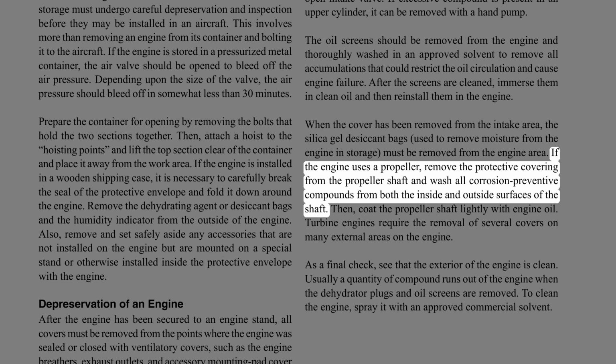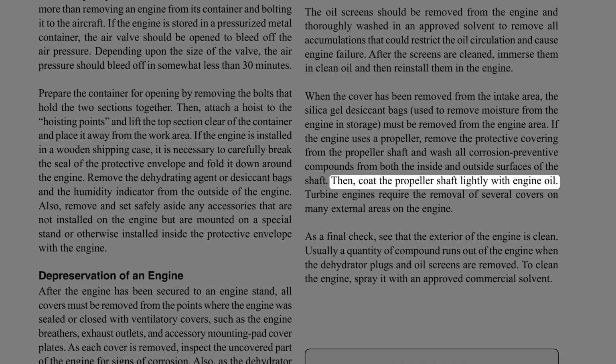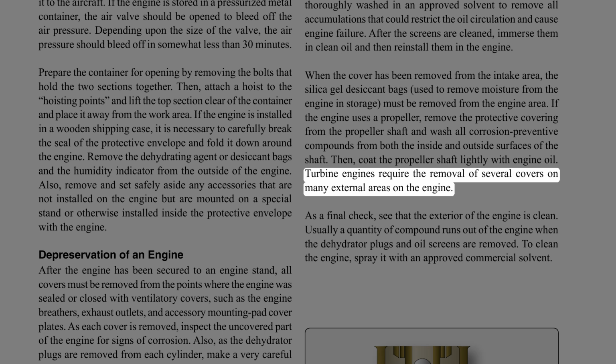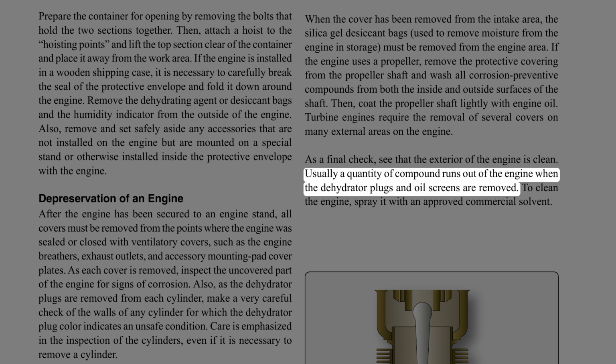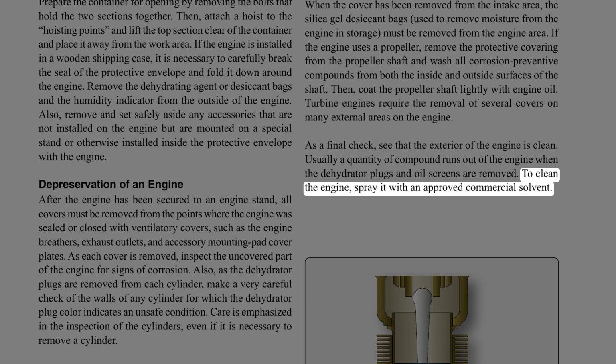If the engine uses a propeller, remove the protective covering from the propeller shaft and wash all corrosion-preventive compounds from both the inside and outside surfaces of the shaft. Then, coat the propeller shaft lightly with engine oil. Turbine engines require the removal of several covers on many external areas on the engine. As a final check, see that the exterior of the engine is clean. Usually a quantity of compound runs out of the engine when the dehydrator plugs and oil screens are removed. To clean the engine, spray it with an approved commercial solvent.